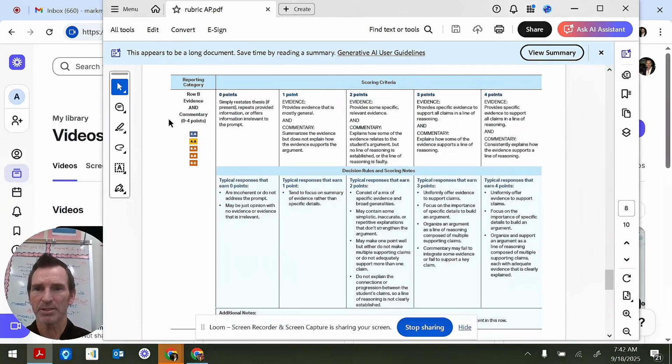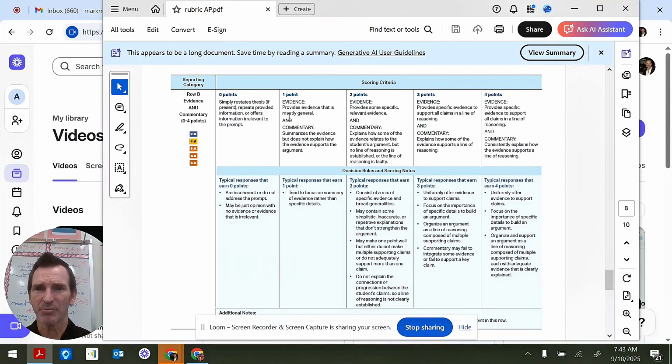The next category is evidence and commentary. It says row B, evidence and commentary. This is a 4-point opportunity. So this is the bread and butter of the essay. I tell my students, the stronger your evidence, the stronger your argument. And the inverse is true as well. So the weaker my evidence, the weaker my argument.